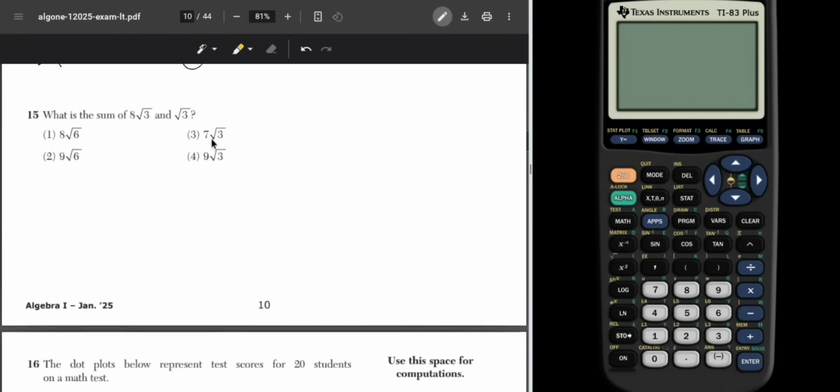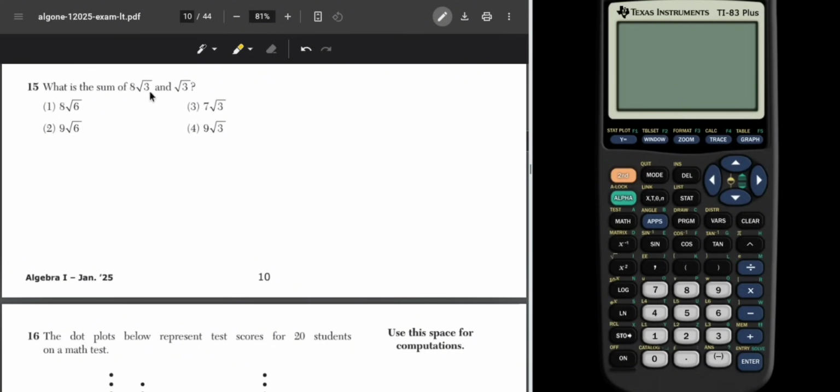Question 15 says, what is the sum of 8 square root of 3 and square root of 3? So you can put these on the calculator, get your answer, and then check each answer choice. Or this is what you can do. So you have 8 square root of 3 plus square root of 3. Now, square root of 3 has a coefficient of 1. 8 plus 1 is 9. Square root of 3 remains the same because I'm adding, and then that matches with answer choice number 4, and that is the answer to question 15.